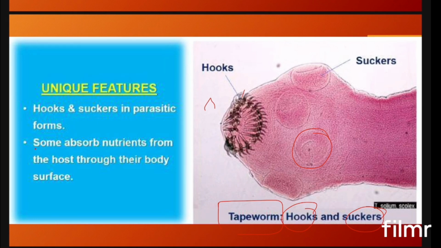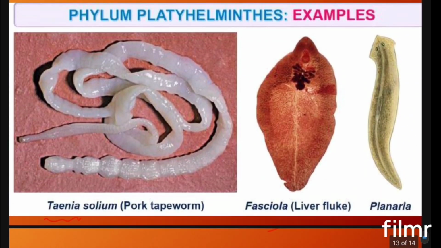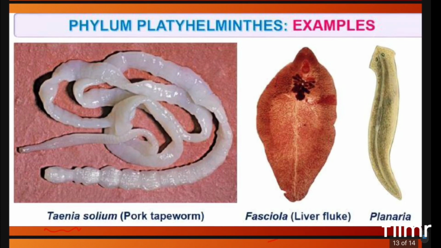And you can see that some absorb the nutrients from the host through their body surface, right? So these suckers and hooks are helping them to suck and stick onto the host body and absorb the nutrients from them. The main examples are tapeworm and pork tapeworm, Taenia solium, right? Taenia solium is a very important example of flatworms, right? Another example is the Fasciola, which is known as the liver fluke, and the very important example which is the planaria. So these are some of the common examples of platyhelminthes, right?